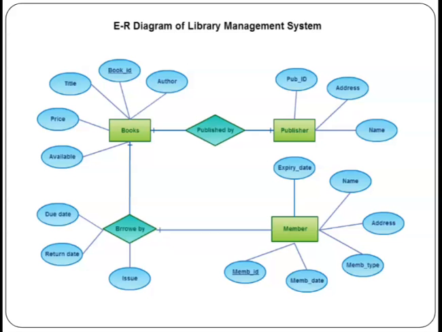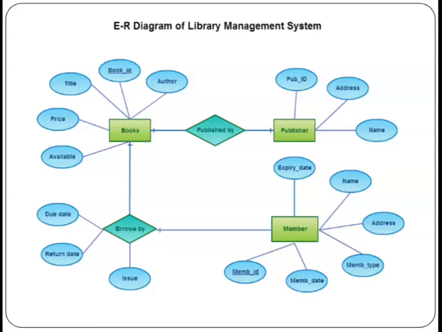Okay, so books have these attributes: book ID, author, title, price and available. Here book ID is the primary key, so it is underlined. Books are published by publisher, so it is connected with the relationship published by. Publisher has three attributes: publisher ID, address and name.